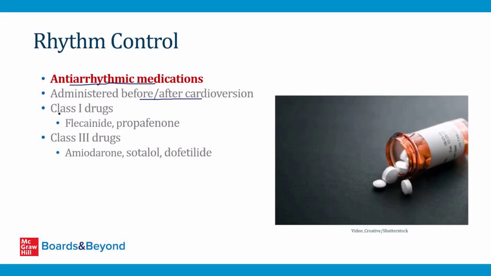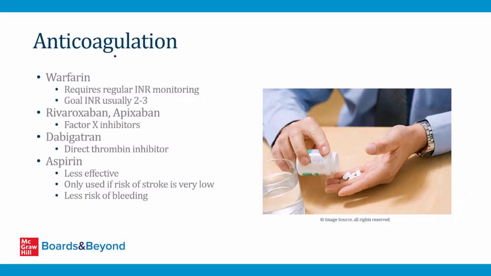We sometimes use class 1 antiarrhythmic drugs for this. I talk about these in another video. These are drugs like flecainide and propafenone. We also often use class 3 drugs. The ones that are commonly used are amiodarone, sotalol, and dofetilide. The third arm of treatment for AFib is anticoagulation.